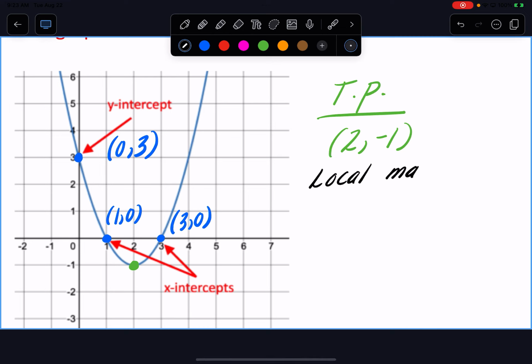Is there a local max here? Now, local means in the middle of the graph. Is there a top of the hill? If you look at this, is there a highest point on this graph? Locally, in the middle? No. So you would say there is no local max. None. But is there a local min?